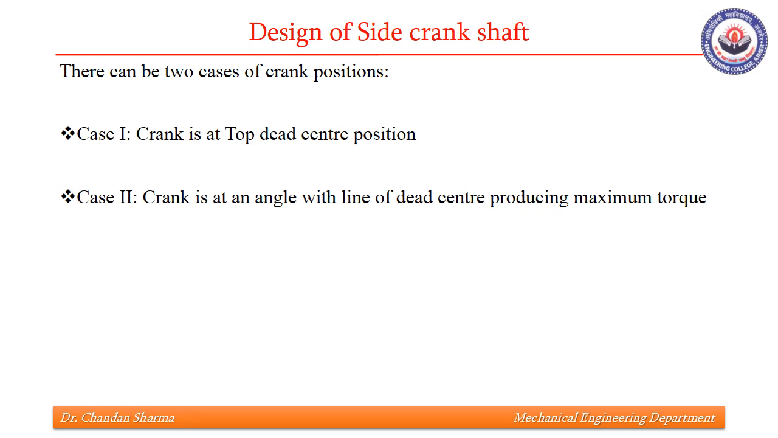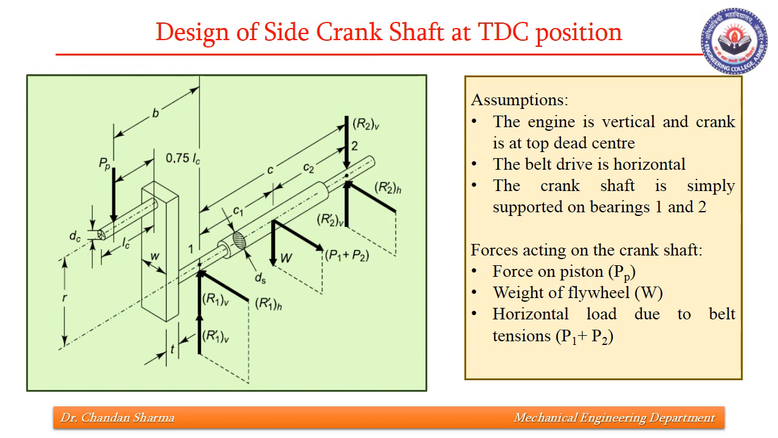Similar to the center crankshaft, in a side crankshaft also, there can be two cases. Case 1, when crank is at top dead center position, and case 2, when crank is at an angle with the line of dead center producing maximum torque. So we will be discussing these two cases in detail for a side crankshaft. Let us first discuss the design procedure of a side crankshaft when it is at top dead center position.